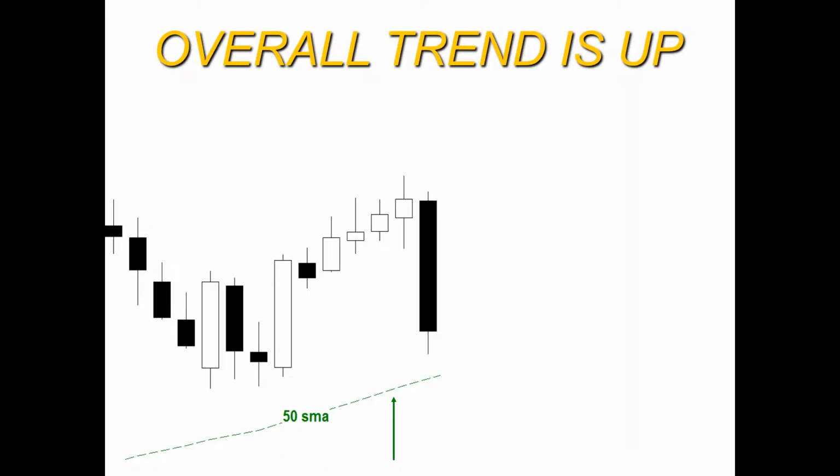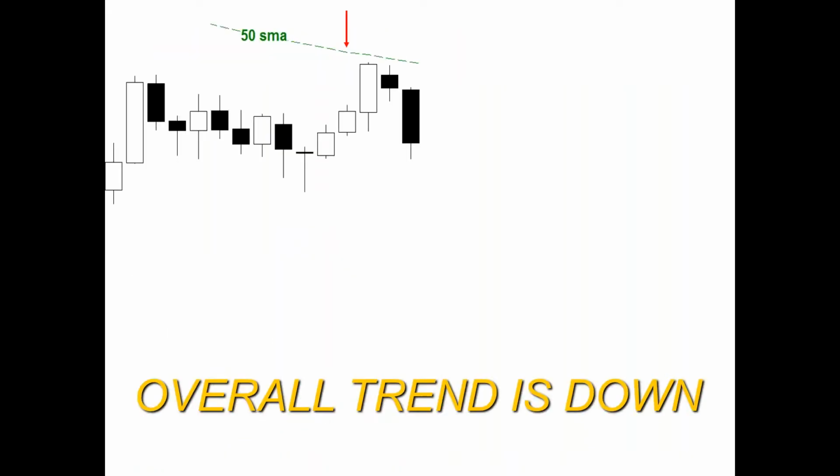So what is this telling us? It's not some guy in a chat room and not some guy on TV, but the market, the chart in front of you, is telling you the overall trend is up. And since the overall trend is up, that means we will only be looking to identify buy signals where this pattern generates buy signals. That's it.